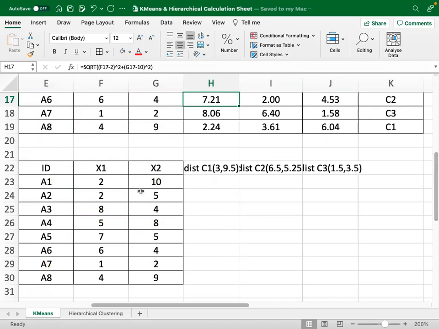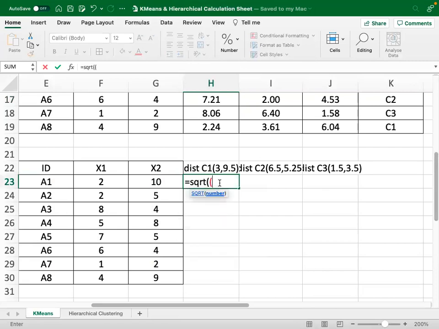Yes, sir. Initially we took 2, 10 randomly as centroid, but over the cluster calculations, these are the centroids, 3, 9.5. SQRT open bracket 2 minus 3 to the power of 2 plus open bracket 10 minus 9.5 to the power of 2.